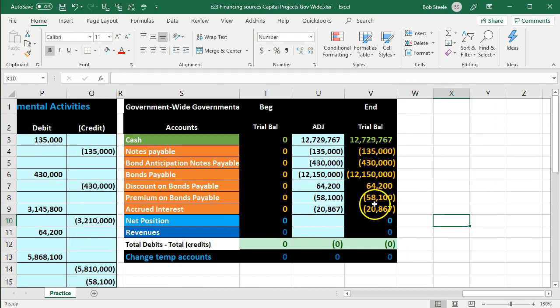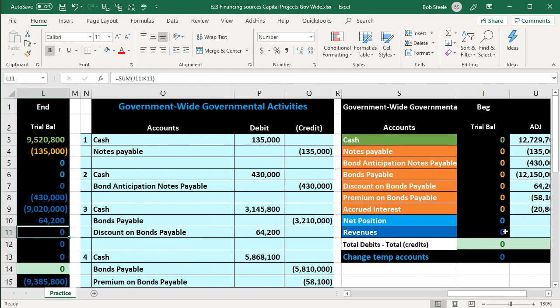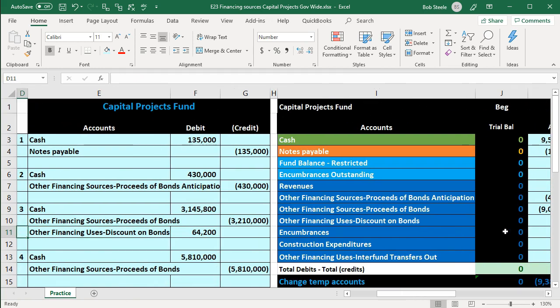Once again, financing happens. Nothing is going on with the income statement accounts, those temporary accounts, the ones that would close into what we would think of as the equity accounts, or net position in the case of the government-wide funds or activity. So now we're going to go back over and see what happens to the capital projects fund.